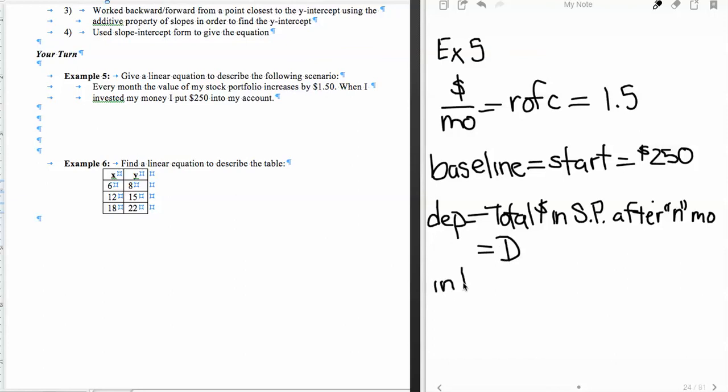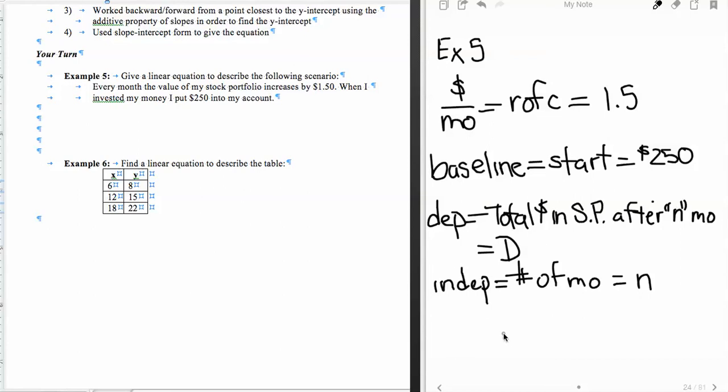And then I'm going to go for my independent values. Okay, my independent values, well, that we see down here in the denominator of the rate of change. That's the number of months. So the number of months, and the number of months is equal to N. That's what I'm going to call my independent value.